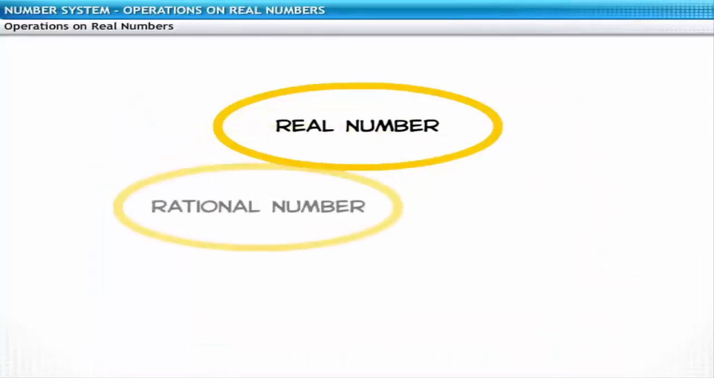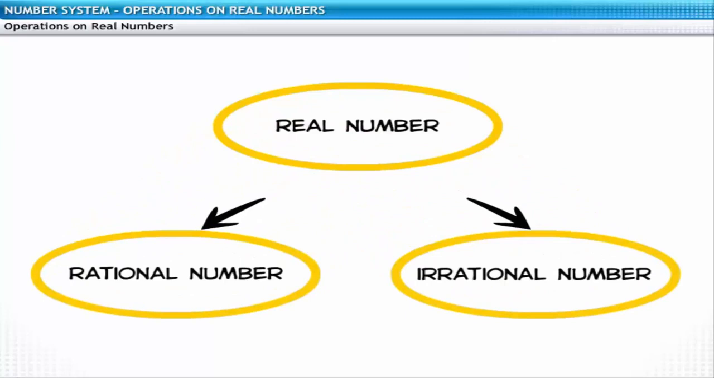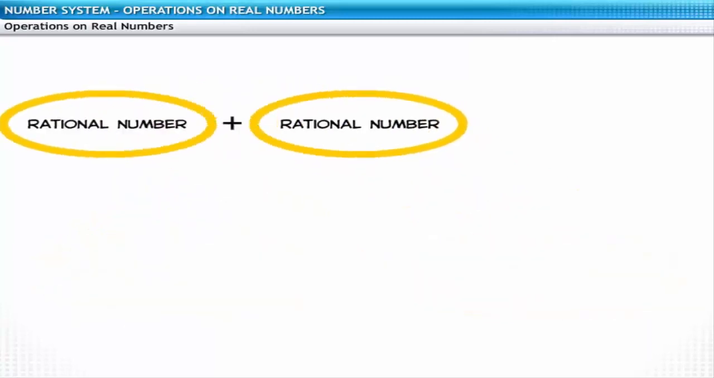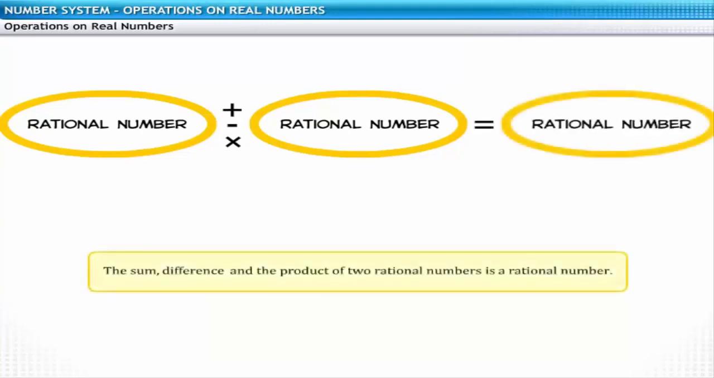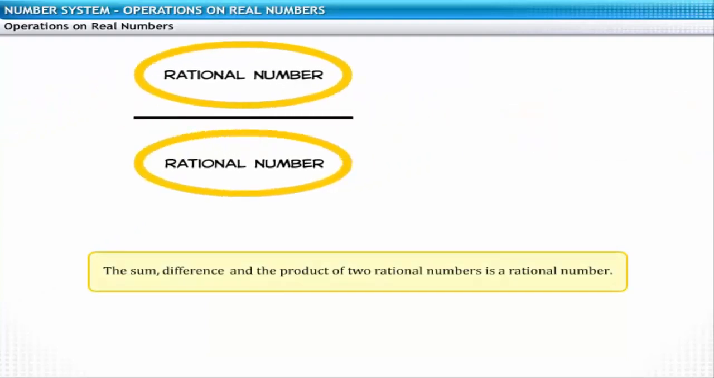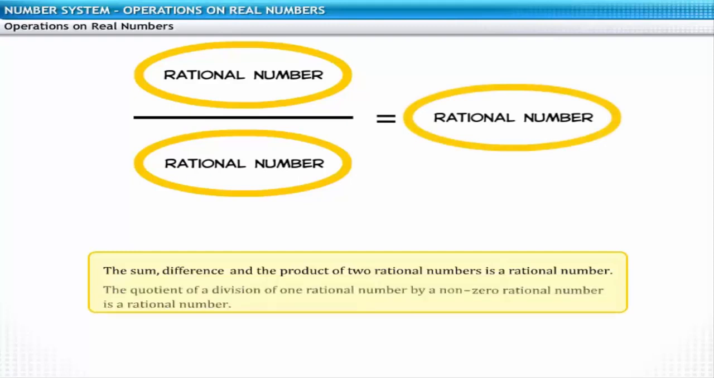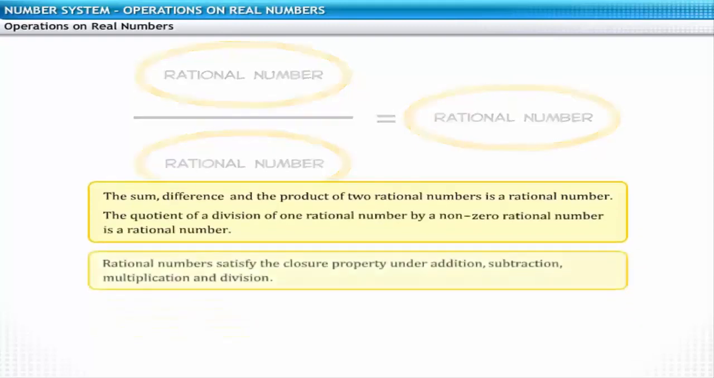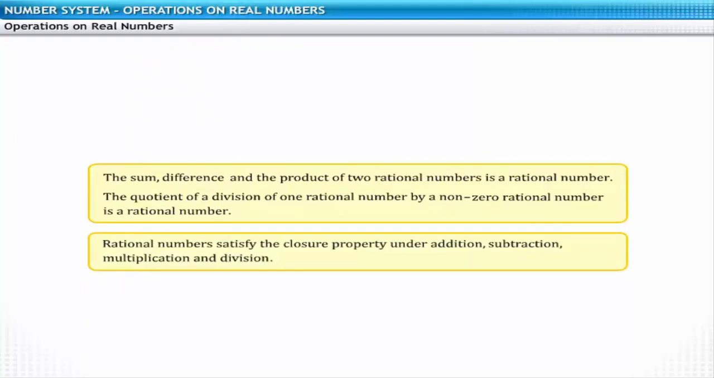A real number is either a rational number or an irrational number. When we add, subtract, or multiply two rational numbers, we get a rational number. Even when we divide one rational number by a non-zero rational number, we get a rational number. This implies that rational numbers satisfy the closure property under these operations.